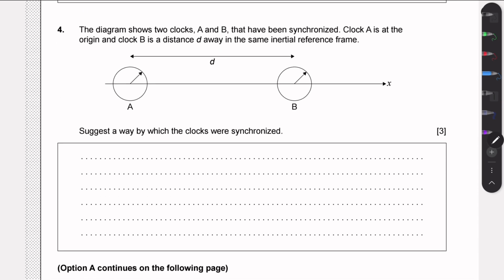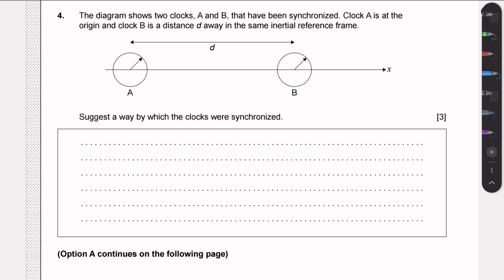And then in question 4, we have two clocks A and B. We're told that they have been synchronized and they're a distance d away from each other, and we need to suggest a way we can synchronize these clocks. So what I would say the easiest way to do this is that both clocks are set to read 0 at the same time in the same position in space. So both clocks read 0 at the origin. Then we take one of these clocks and move it a distance d away.